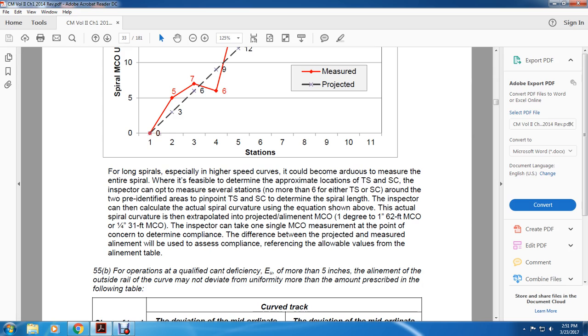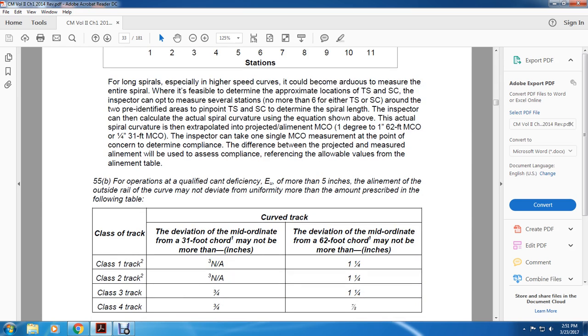The actual spiral curvature is multiplied by the projected mid-chord offset: 1 inch per degree for the 62 foot mid-chord offset, or 1/4 inch per degree for the 31 foot mid-chord offset. The inspector can take a single mid-chord offset measurement at the point of concern to determine compliance. The difference between the projected and measured alignment will be used for compliance with the reference available value of the alignment table, for operation with qualified cant deficiency not more than 5 inches.